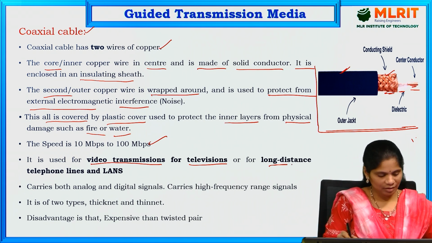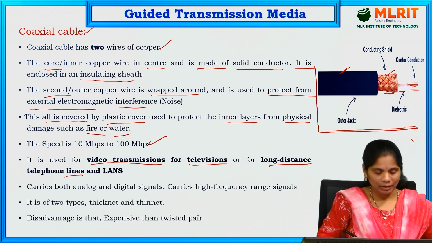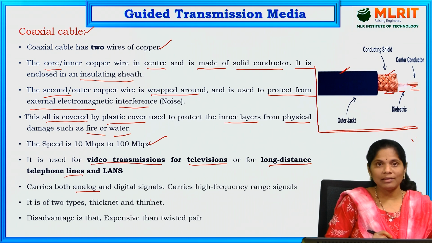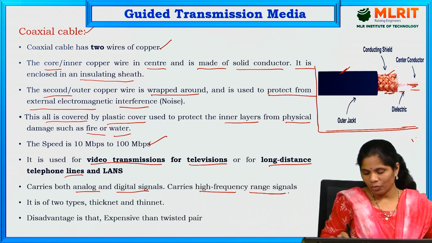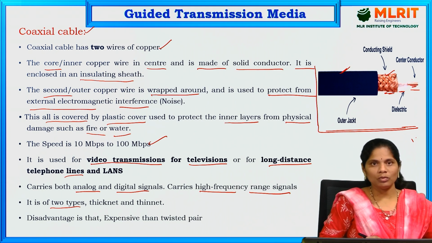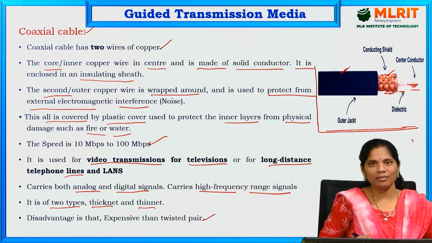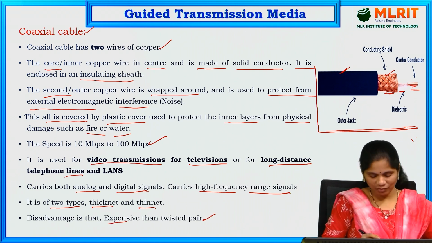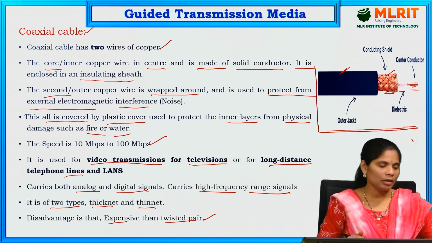For longer distance telephone lines also we use these types of coaxial cables. It carries both analog signals as well as digital signals, and also high frequency range signals. That's why coaxial cables are mainly used. It is divided into thicknet and thinnet, the two types of coaxial cables. The main disadvantage of coaxial cable is that it is more expensive than twisted pair cable. That is about the coaxial cable.